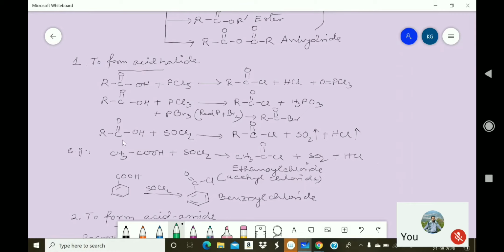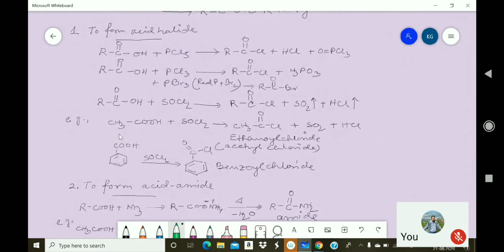As an example, one more thing is that among these halogenating agents, thionyl chloride, SOCl2, is the most suitable one, because in that reaction the byproducts that are formed are gaseous. Therefore, the corresponding acid halide is obtained without the presence of these byproducts. Its collection will be much easier.